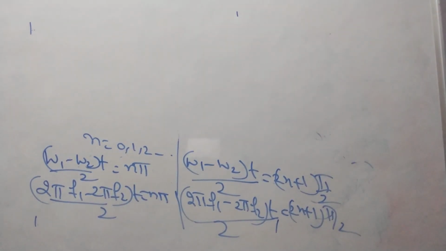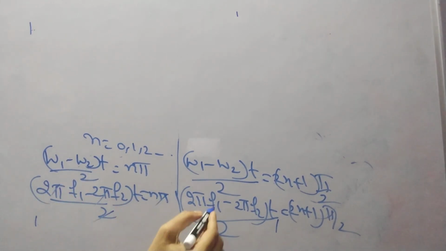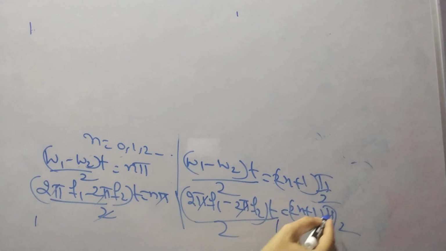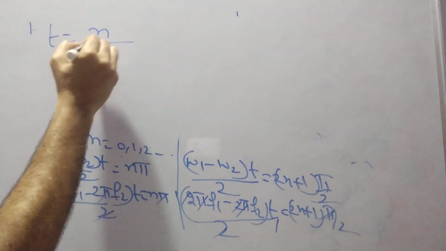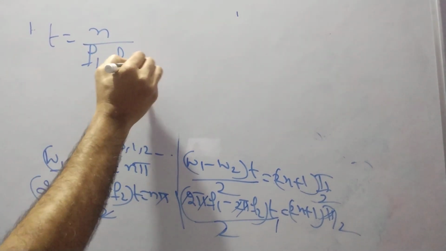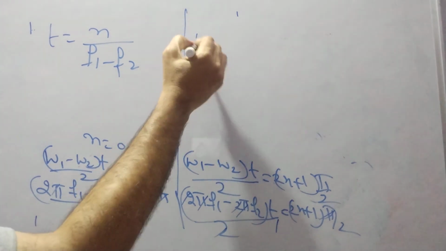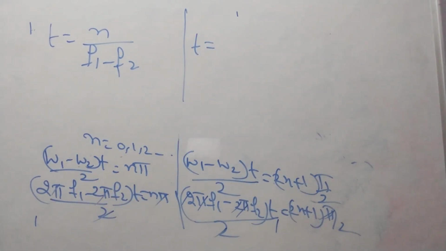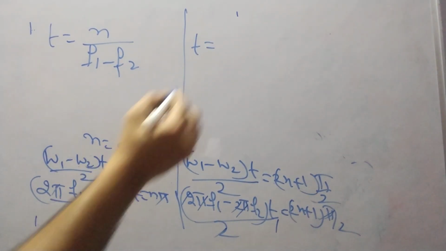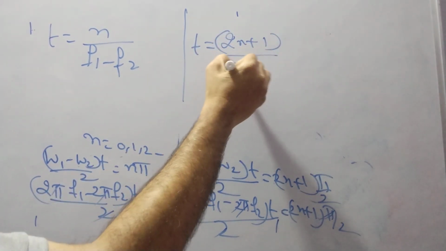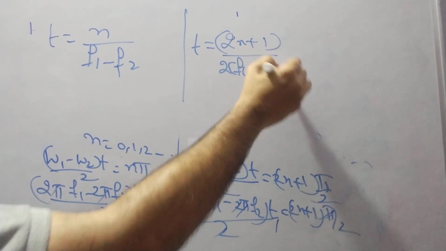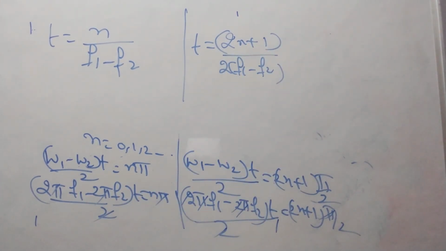Now, by taking this, you can get the condition here. What is the condition here? You can cancel the 2 and pi here, and you can cancel the pi and 2 here. So your t value will be n by (f1 minus f2) for maximum. And for minimum, you will get the condition t equal to (2n plus 1) by 2 into (f1 minus f2).